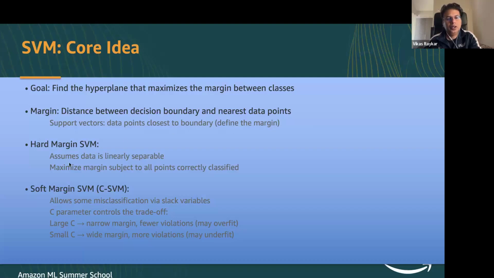There are two classes, the hard margin SVM and the soft margin SVM, which is called the C-SVM. The hard margin SVM assumes data is linearly separable and it maximizes the margin subject to all points being correctly classified. Whereas the soft margin SVM, C-SVM, allows some misclassification via slack variables. The C parameter controls the trade-off. Large C means a narrow margin, fewer violations, and may overfit. Small C means a wide margin, more violations, and may underfit.